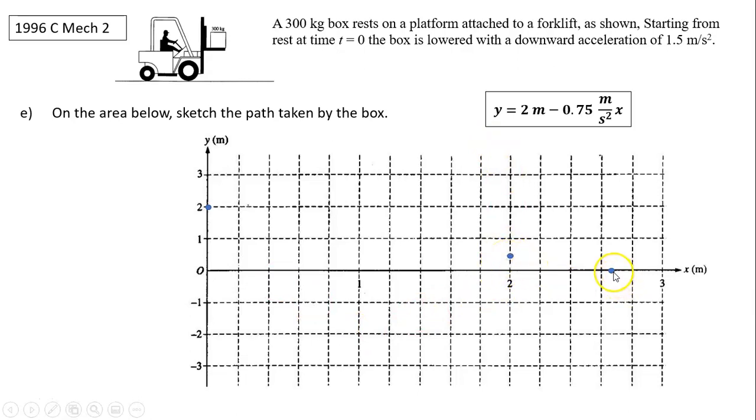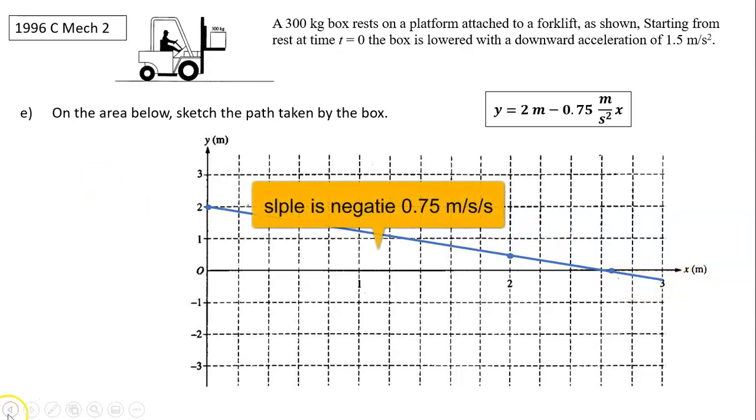And lastly, when y equals 0, x should be about 2.67. Yes, it's 2 divided by 0.75. Then you simply draw a line. This line is a straight line to show that the relationship is linear and the slope is negative. So it's inclined like this and the slope is 0.75.